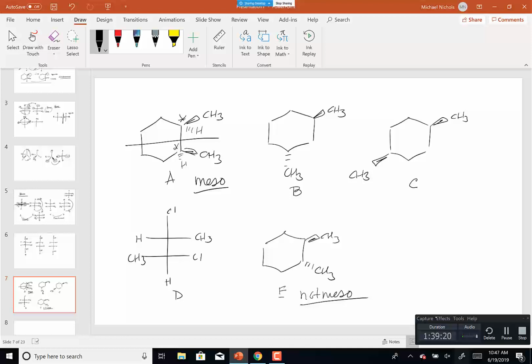How about B? Not meso? Agree? Do we agree it's not meso? Would anybody say it's meso? Does it have chiral centers? Yes. Does it have a mirror plane of symmetry? No. Not with them being trans.